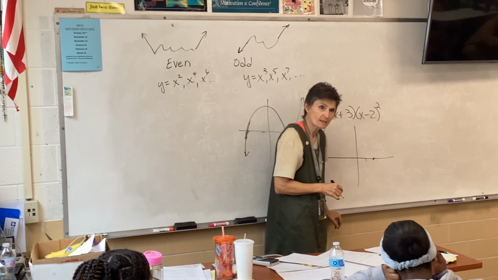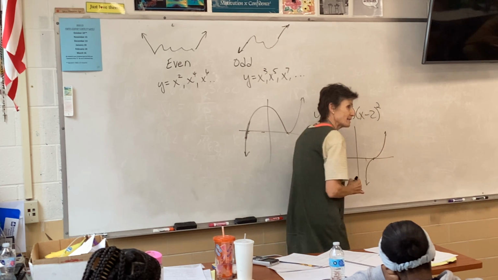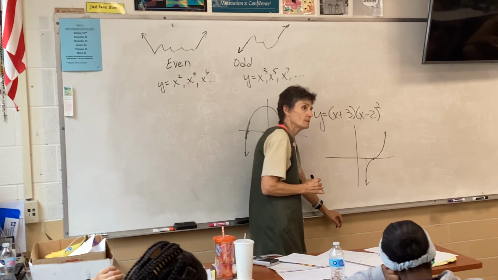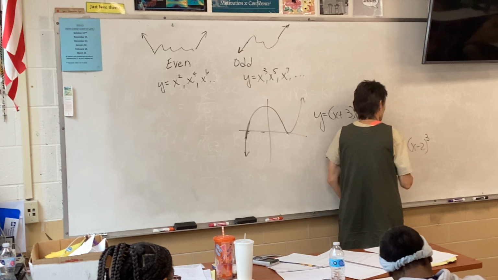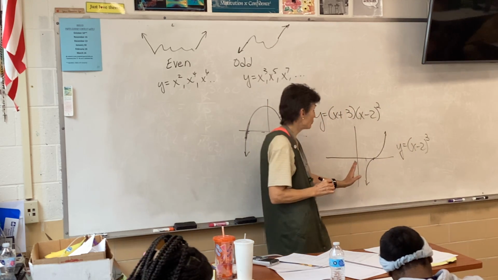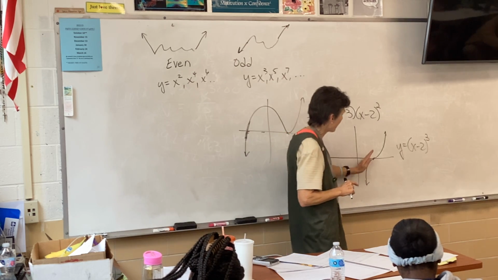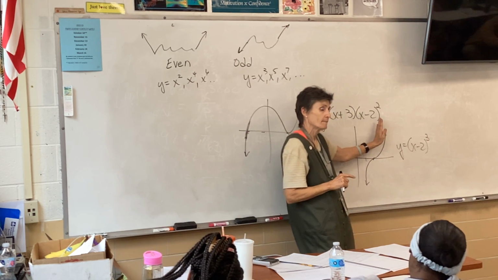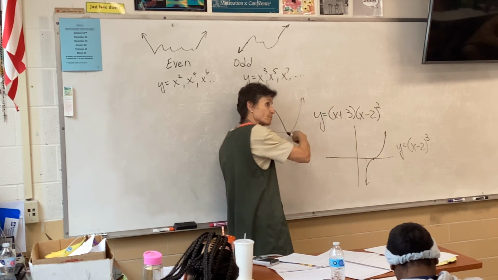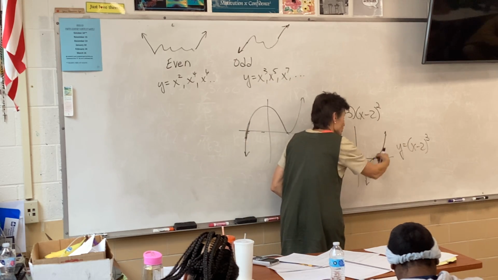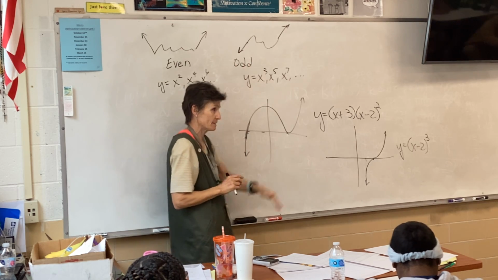Doesn't it do what a cube does? Think of your BFFs, doesn't it kind of squiggle through like that? When you have a cubed factor, it crosses through, but it doesn't just zip through like this does. It takes its time and squiggles through. So squared factors bounce, cubed factors squiggle. And regular factors just zip right through.